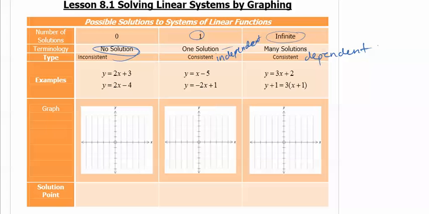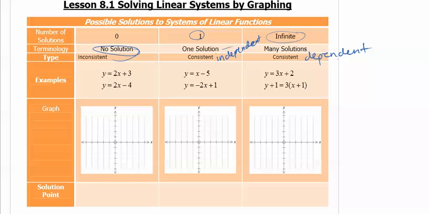Okay, so we have three types of systems. It could be inconsistent, meaning that it has no solution, or it could be consistent, meaning that it's either independent or dependent. So if it has one solution, it's independent. If it has many solutions, an infinite number, then it's dependent. This means that there are unlimited solutions to satisfy it. Okay, so that's all you really need to know.